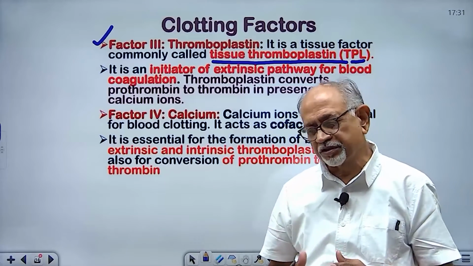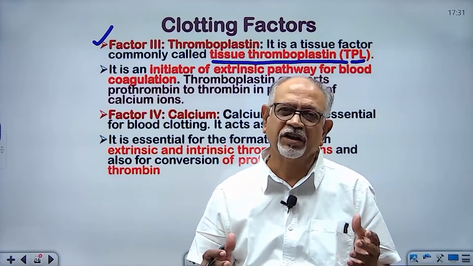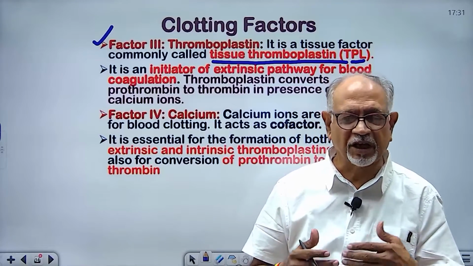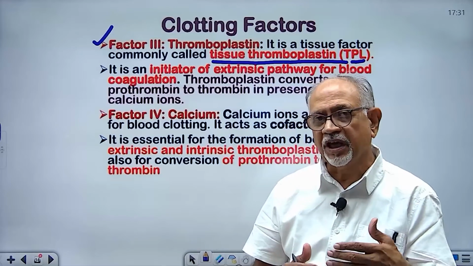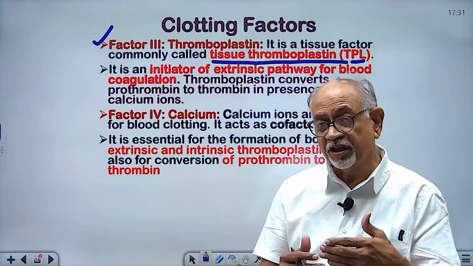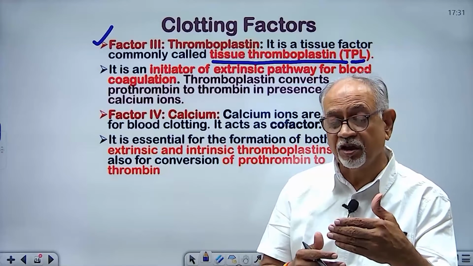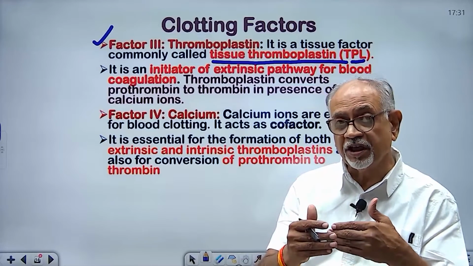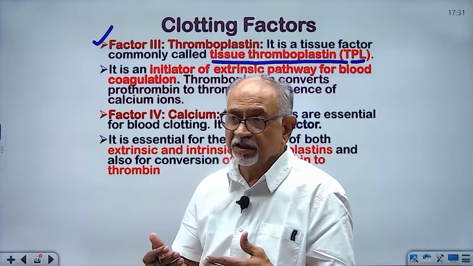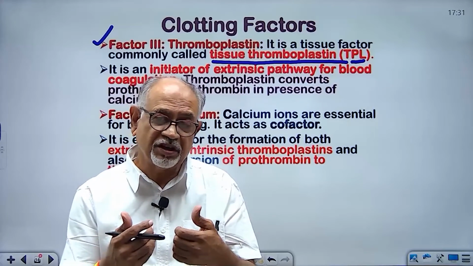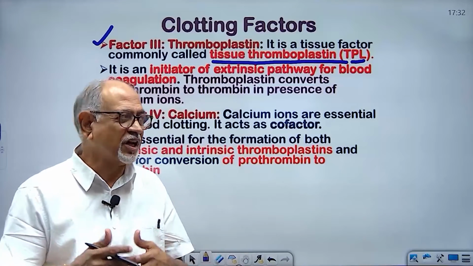In blood coagulation, for activation of factors, there are two pathways. One is the extrinsic pathway and another is the intrinsic pathway. As the word suggests, extrinsic pathway means the cascade of reaction which is initiated from outside the blood vessel. So, it is called the extrinsic pathway. When this pathway is initiated inside the blood or inside the blood vessel, it is called the intrinsic pathway.